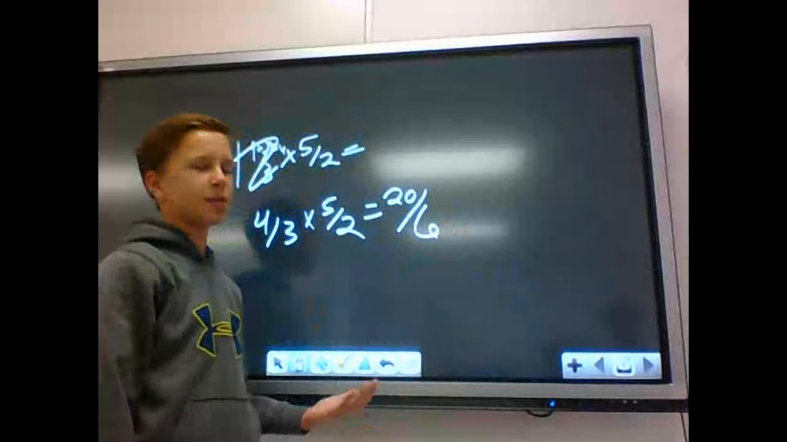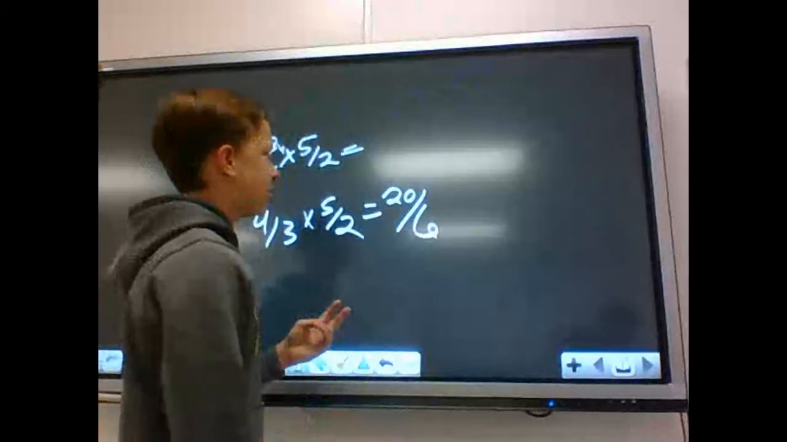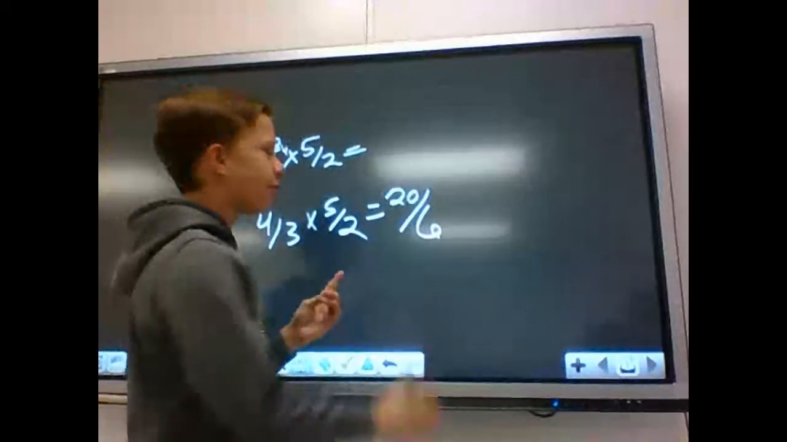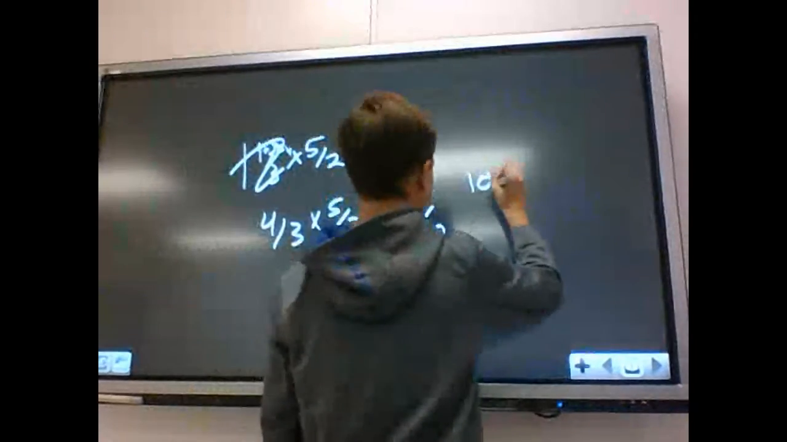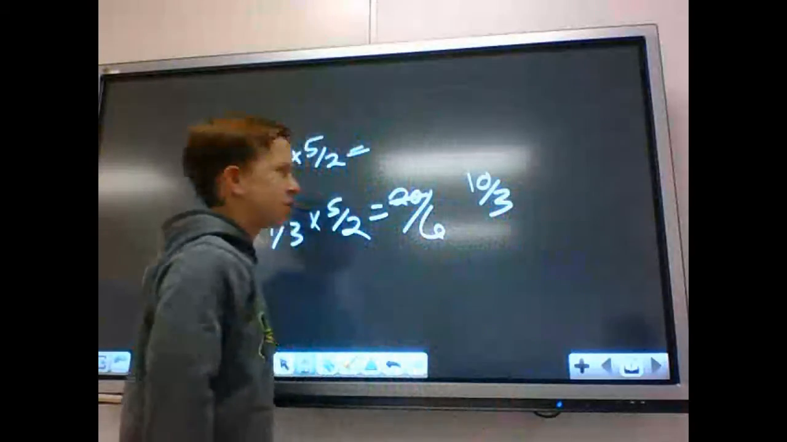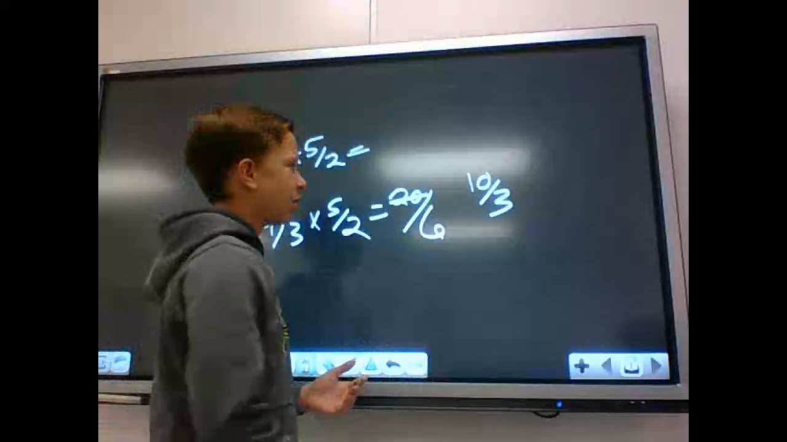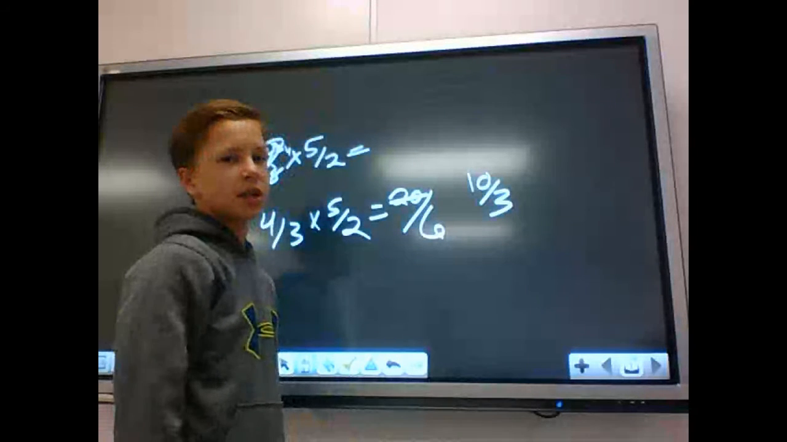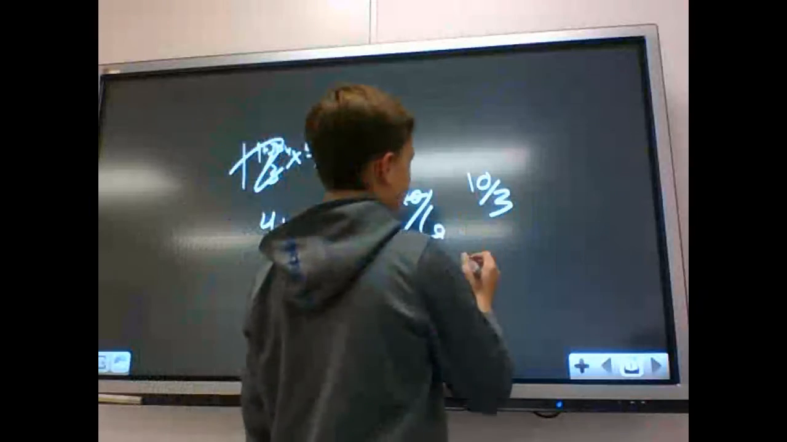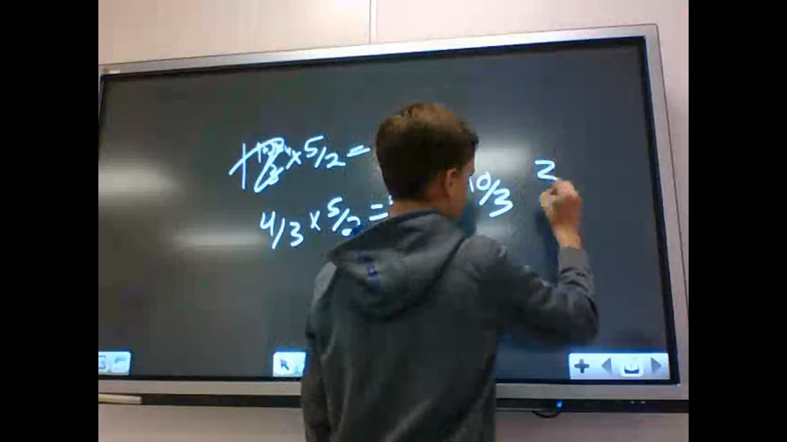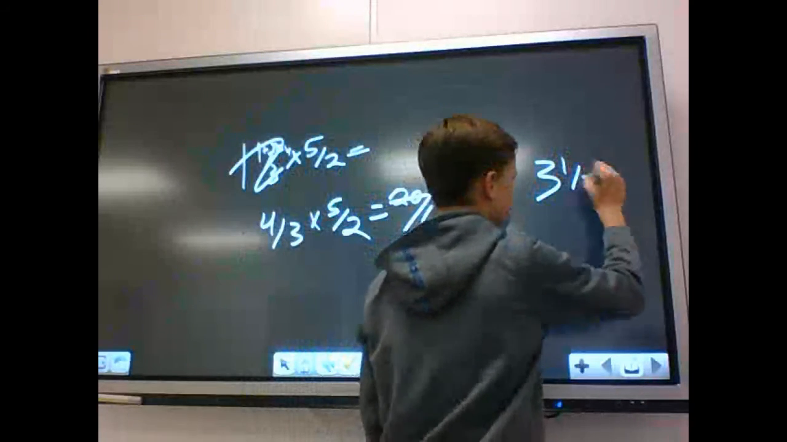Now these can be simplified, so they can both be simplified by 2. That means we divide 20 by 2, which equals 10, and 6 by 2, which equals 3. The numerator is still bigger than the denominator, so we make it a mixed number. 10 can be divided by 3 three times with 1 left over. So that would mean we make 3, and then there's 1 left over, so we bring over 1/3.